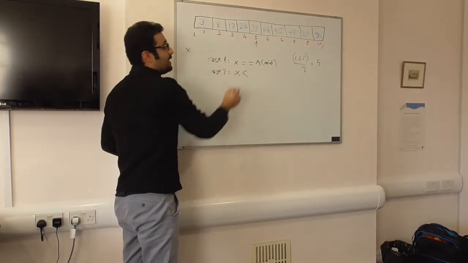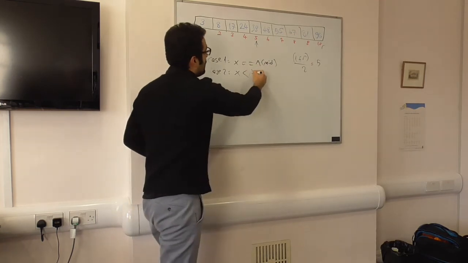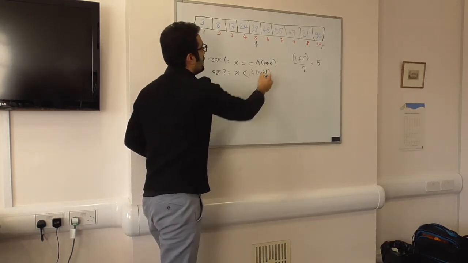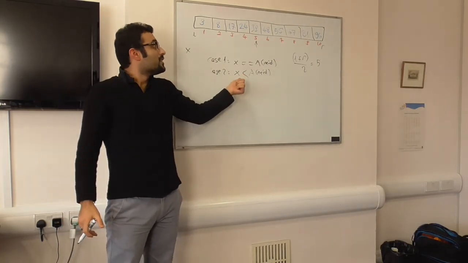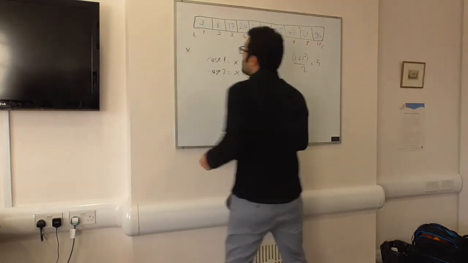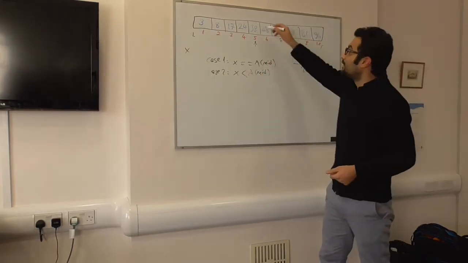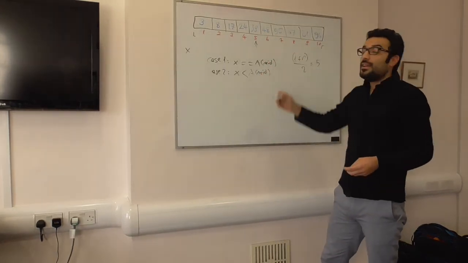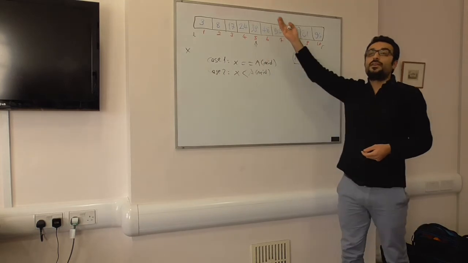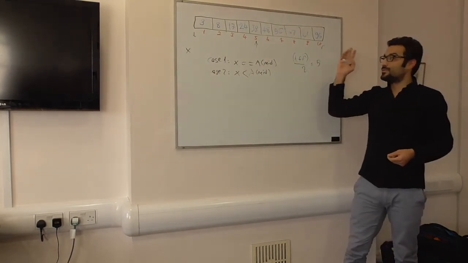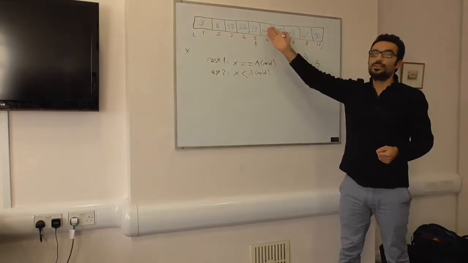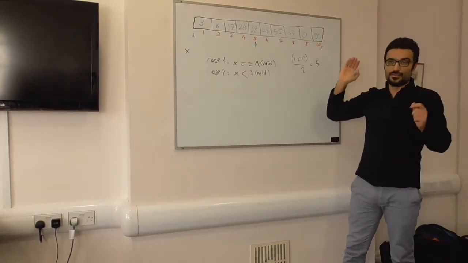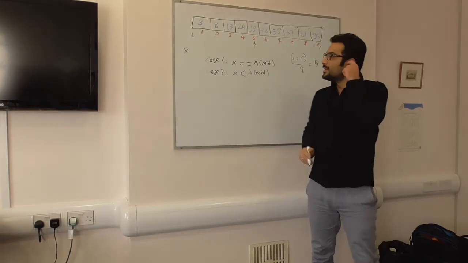x could be less than the middle element. If we have this case, we can discard the middle element because our array is already sorted. We can discard the middle element and all the elements after the middle element, right? Because we already know x is less than the middle element, we don't have to look at this side. It's on that side.